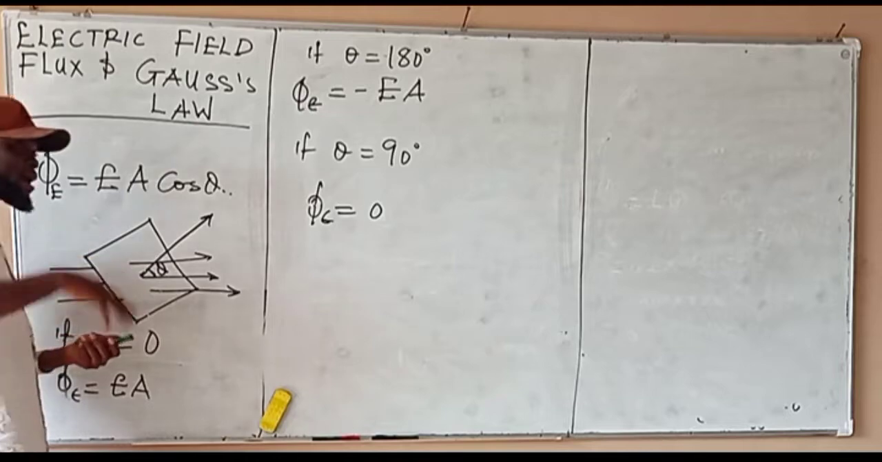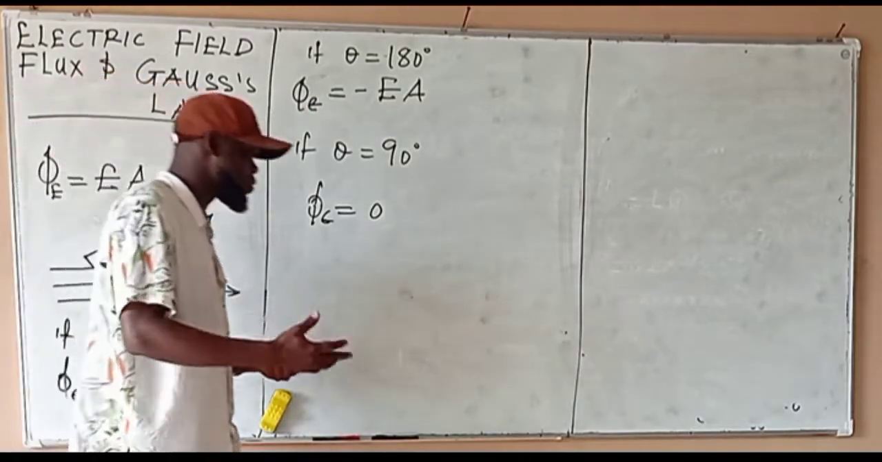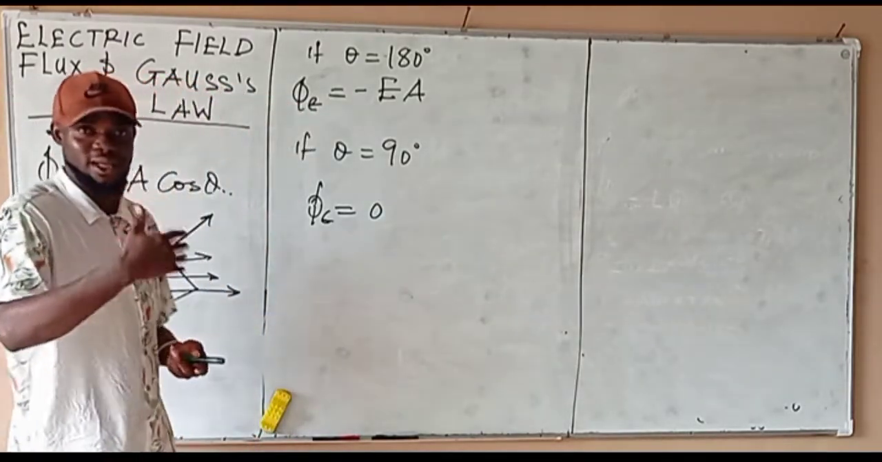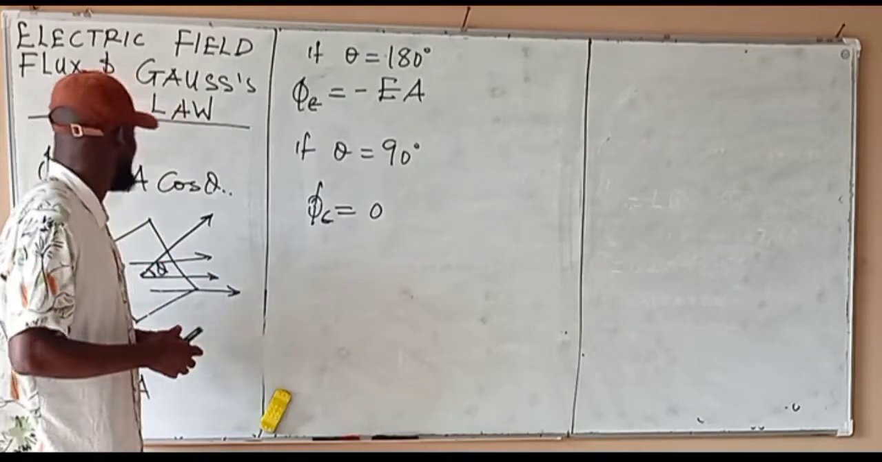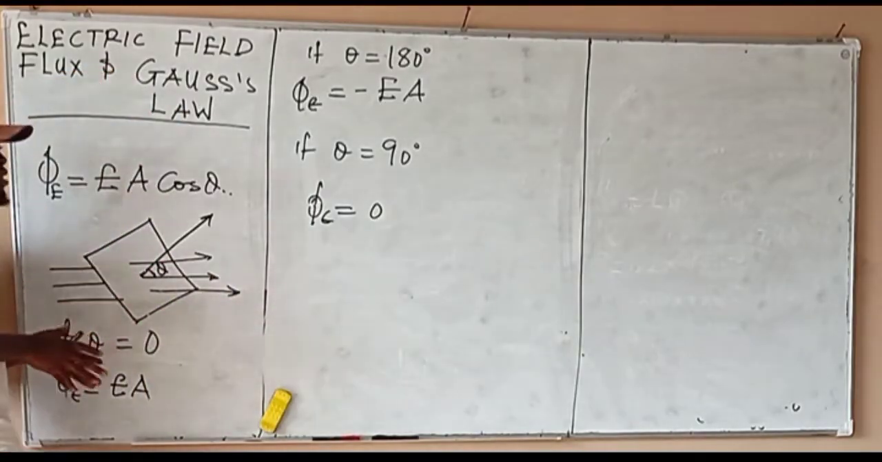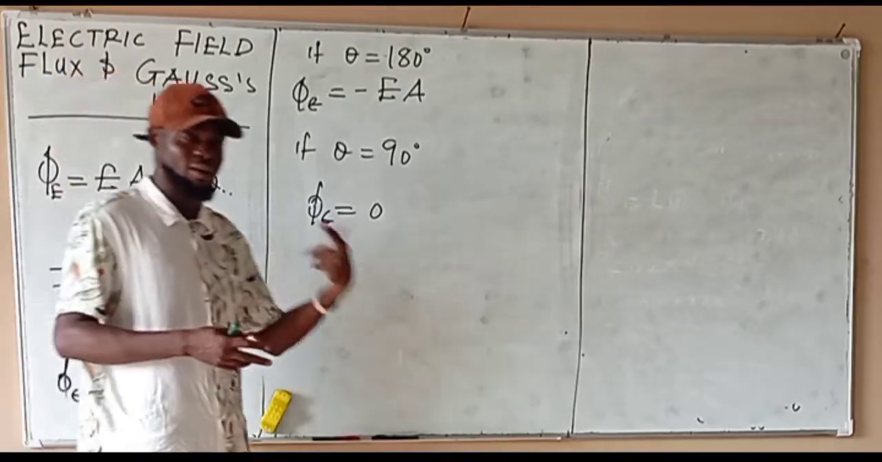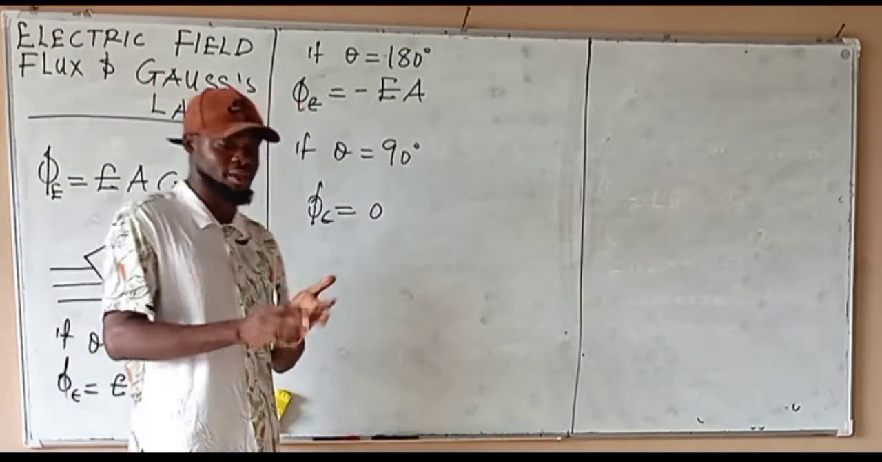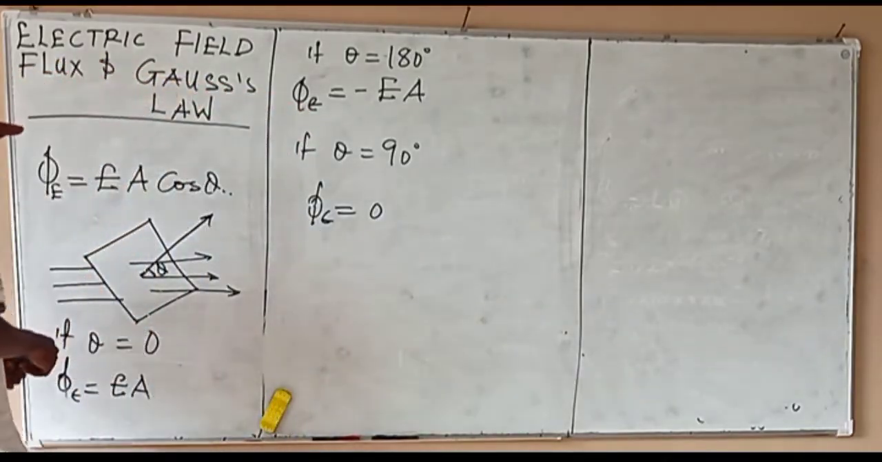Remember, area of the circle is pi r square. Area of the rectangle is length times breadth. Area of the square is length square. Take note of all these things. Let's say the surface is a circular shape, so you calculate the area. You should be able to do that. It's very, very important. Now, let's look at this first question.